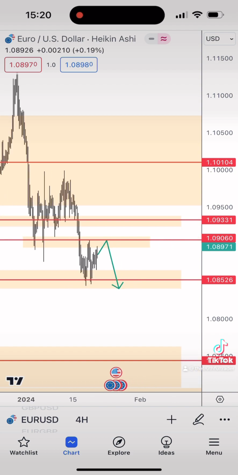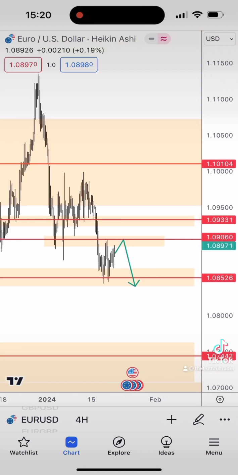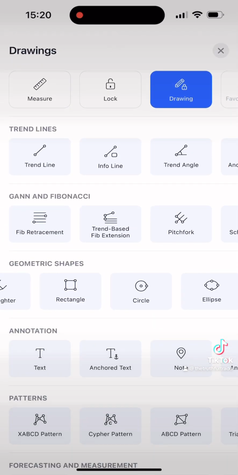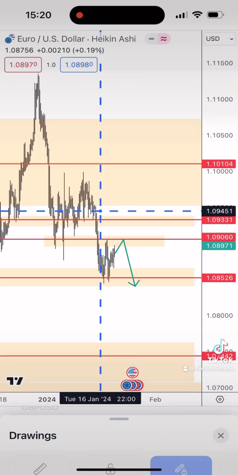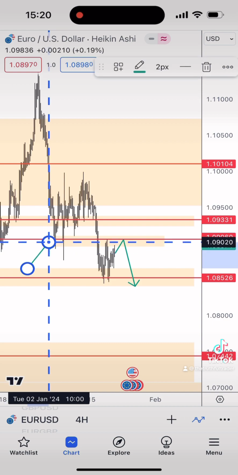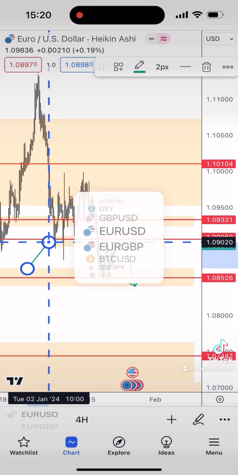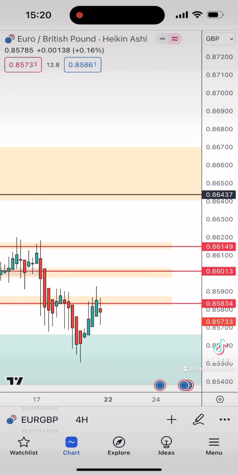Let's go to the Euro USD. Again, the same sort of thing. We're at a 4-hour order block here at the 1.09 level. If we mark this out, we could see further downside here. Just put an arrow on the 4-hour order block here, where you can see price repeatedly keeps coming away from that. Let's move on to the Euro GBP.